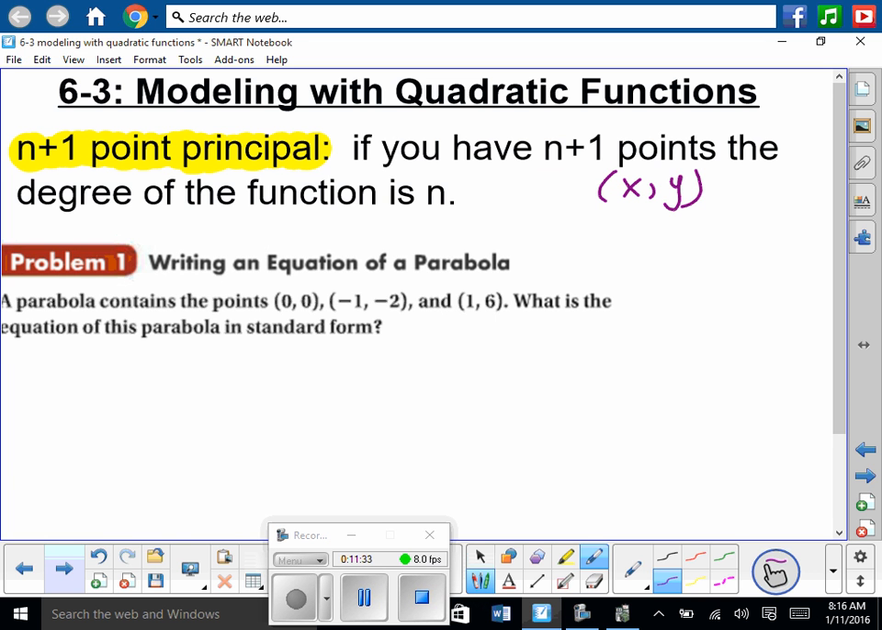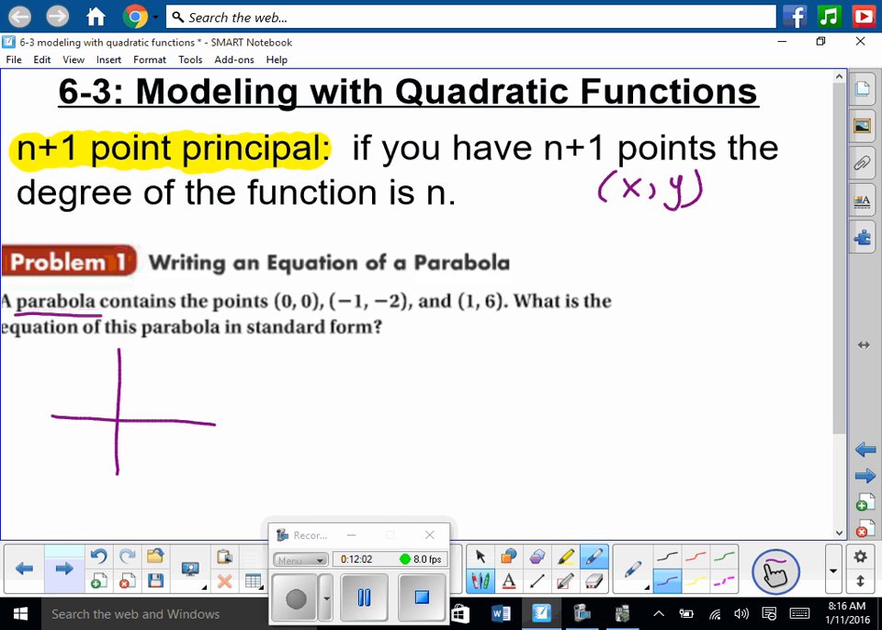Okay, so it says, write the equation of a parabola. Once again, you see the word parabola, so you know it's quadratic. Really, that's more what we're getting into today, is in the instructions it tells you it's a quadratic. It says the parabola contains these points, so you know it's a quadratic. Does that make sense of how we know it's a quadratic? Okay, so it says, the parabola contains the points 0, 0, -1, -2, and 1, 6. What is the equation for this parabola in standard form?